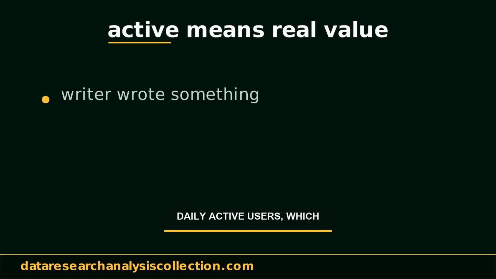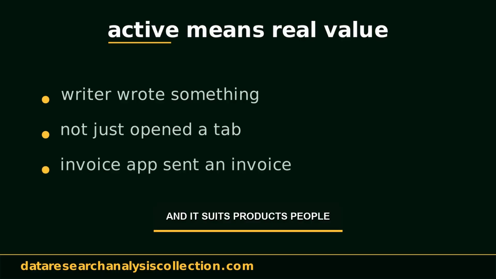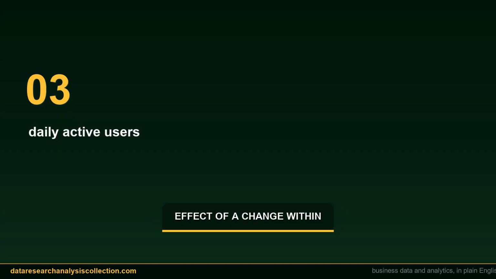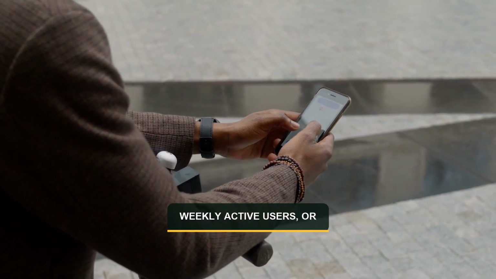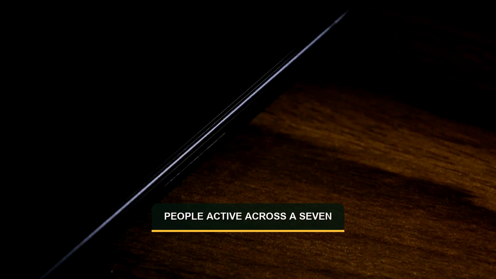Daily active users, which everyone shortens to DAU, is the count of distinct people who were active in a single day. It is the tightest window, and it suits products people are meant to reach for often. A messaging app, a habit tracker, something woven into a daily routine. DAU moves fast, which makes it useful for spotting the effect of a change within a day or two, and also noisy because a weekend or a holiday can swing it for reasons that have nothing to do with your product.